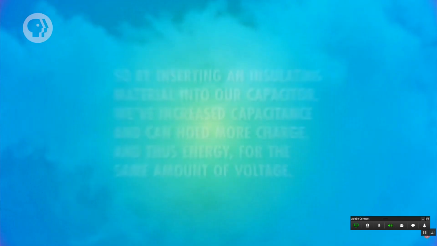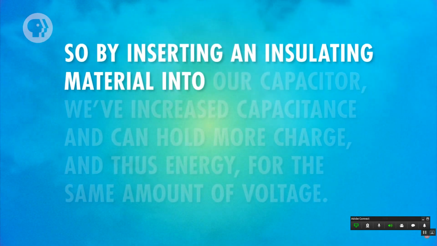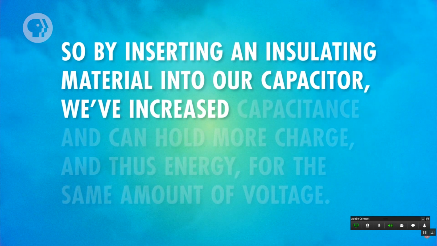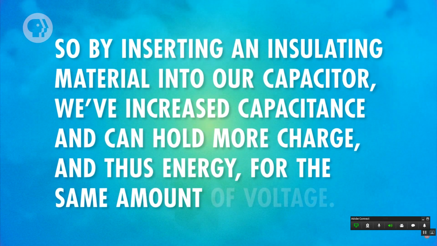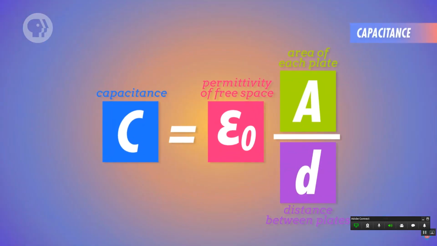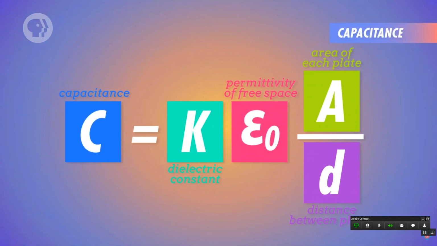The molecules align themselves with the electric field and generate their own field in the opposite direction, resulting in an overall weaker electric field while the plates retain the same amount of charge. So by inserting an insulating material into our capacitor, we've increased capacitance and can hold more charge and thus energy for the same amount of voltage. And that's why the full equation for capacitance includes a dielectric constant K.